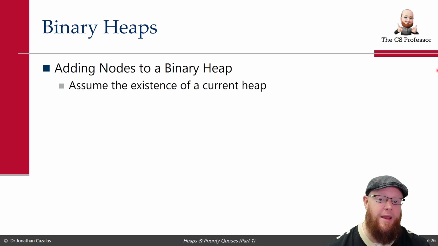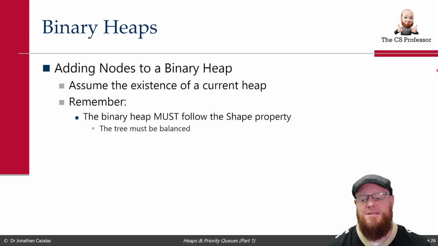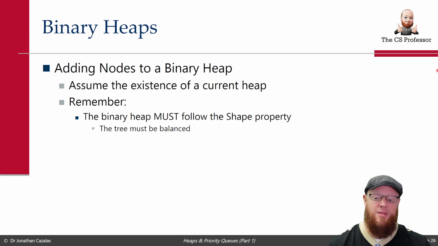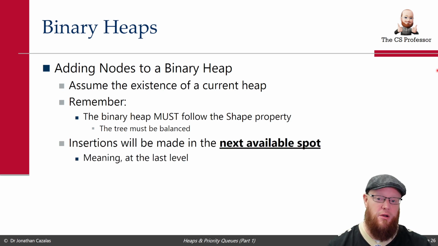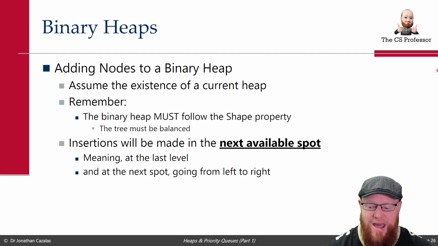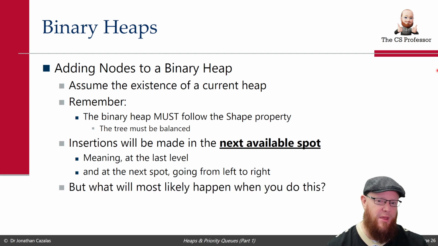Adding nodes to a binary heap, how does that work? Let's assume that we already have the existence of a current heap. The heap has to follow this shape property. The tree must be balanced. Insertions will always occur at the next available spot, at that next level of the heap, going from left to right. Think about what happens when you insert at that next available position.